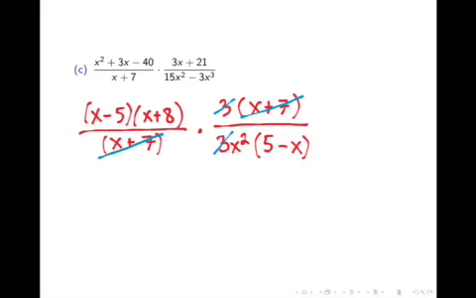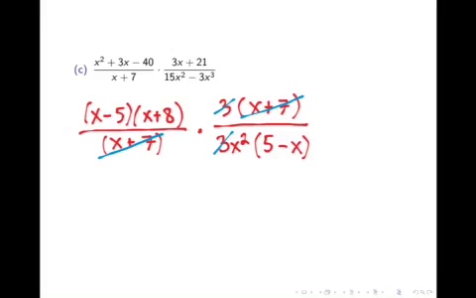Now, notice that in the first fraction we have an x minus 5, and in the second fraction we have a 5 minus x. Remember that these are what we call opposites, and we can factor out a -1 from one of these so that they do cancel. So I'll go ahead and factor out a -1 again from the bottom of the second one, just so it looks like that nice form that we're used to.